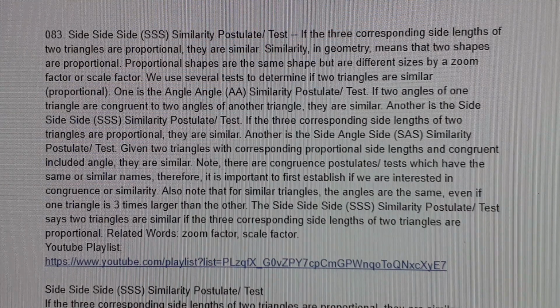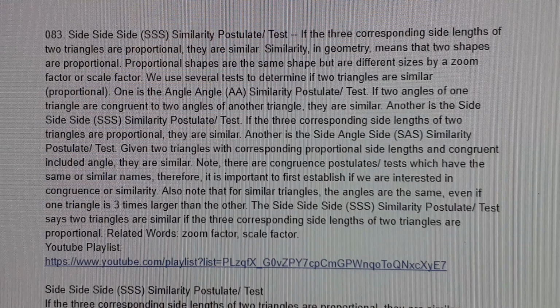Another is the side-angle-side SAS similarity postulate / test. Given two triangles with corresponding proportional side lengths and congruent included angle, they are similar.